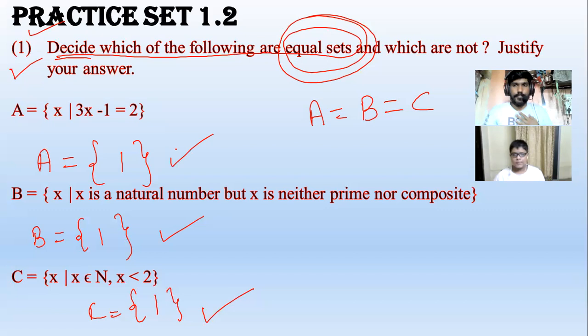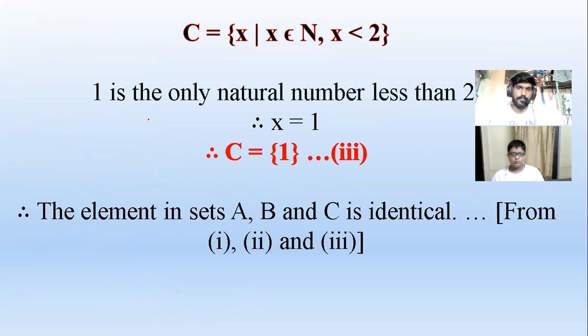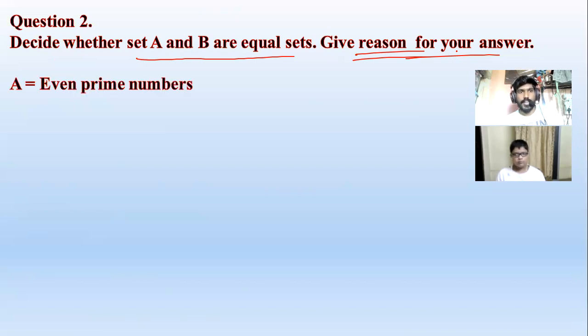Done, sir. Okay, so we'll move on to question number 2 of the same exercise 1.2. It says, decide which of the sets A and B are equal, and you have to give a reason for your answer. The sets will be given and you have to decide which of the two sets A and B are equal sets. So first, A is equal to the even prime number.